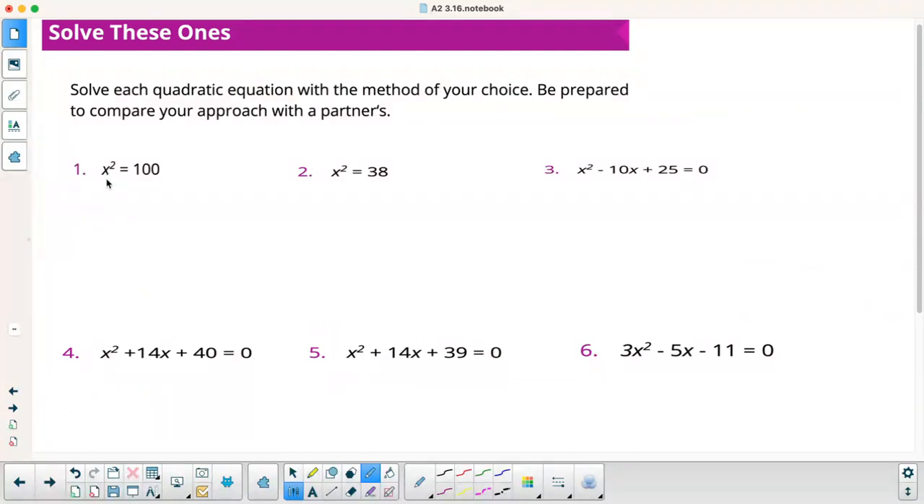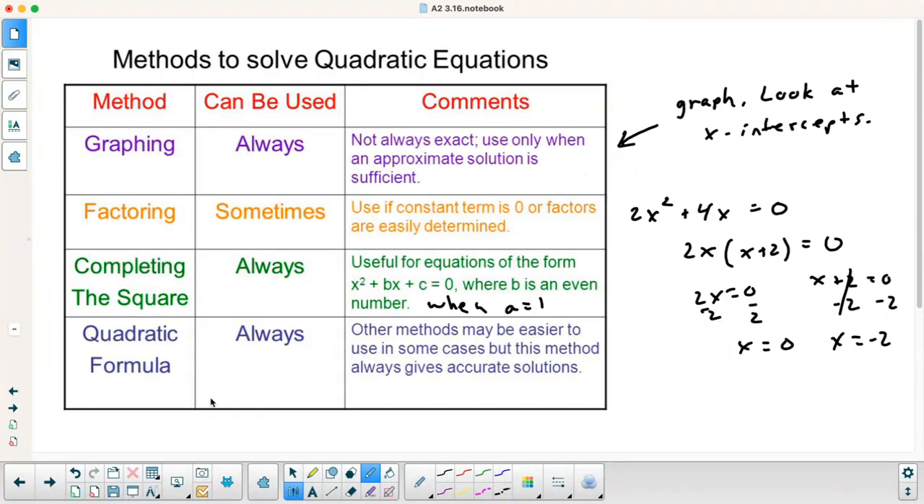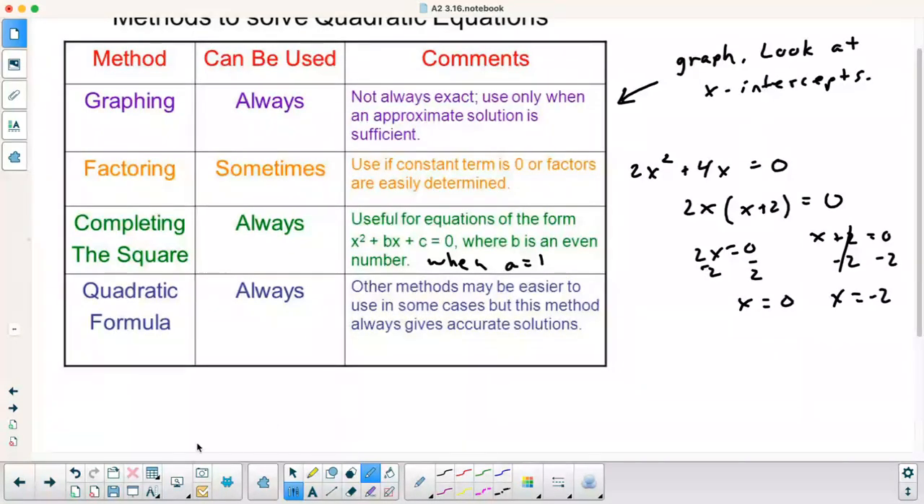So I guess I should have added another method here, now that I look at it. Square roots, I guess, would be another way, and it works sometimes, and that works when b equals 0. Okay, that's when that's going to work.